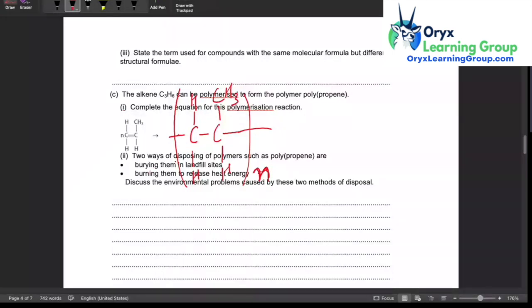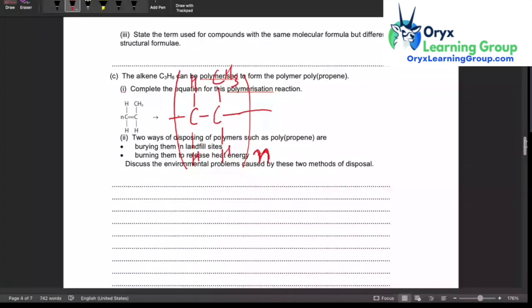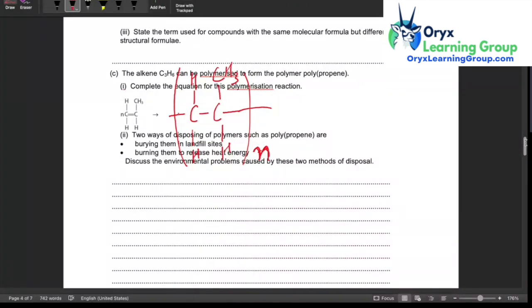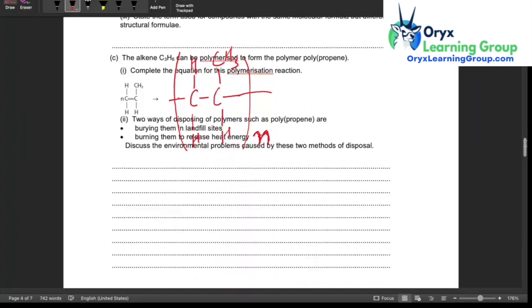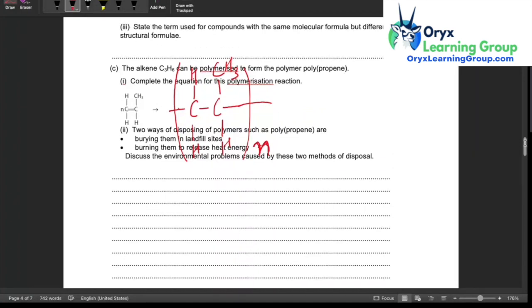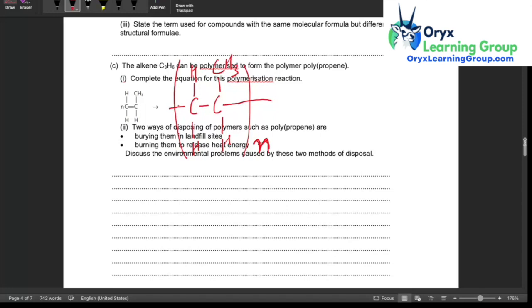It says two ways of disposing of polymers such as this are burying in landfill sites and burning to release heat energy. Discuss the environmental problems caused by these two methods of disposal. Can you quickly tell me what will be the environmental effect of burying them in landfill sites and burning them to release heat energy? Polypropene is plastic and plastic takes a really long time to decompose, thousands of years. So the product of polypropene will sit in the landfills for decades.